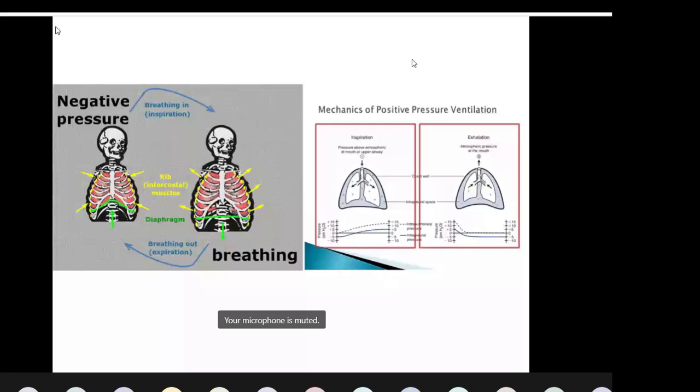As I told earlier, spontaneous ventilation is an active process where the diaphragm contracts, followed by... positive pressure ventilation is a passive process. There is nothing contracting. You are pushing in air and the diaphragm is being passively relaxed. So it's unphysiological. But at times of real danger, we have to opt for that.